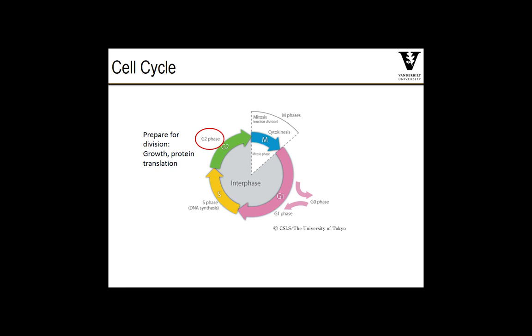You also have protein translation that is important to actually allow the cell to do what it needs to do. So what's the mitosis phase? And this is all called interphase. So if we talk about interphase, we're talking about all of these parts of the cell cycle.